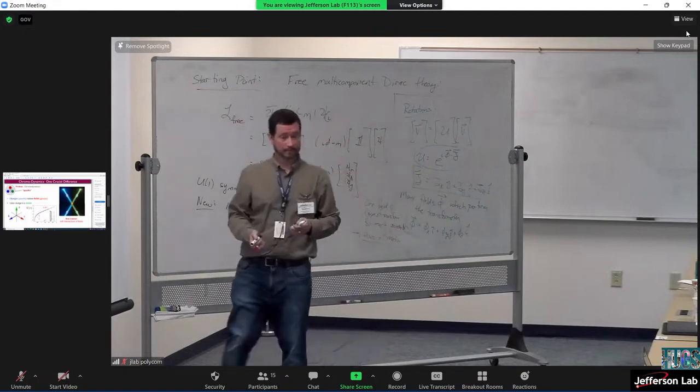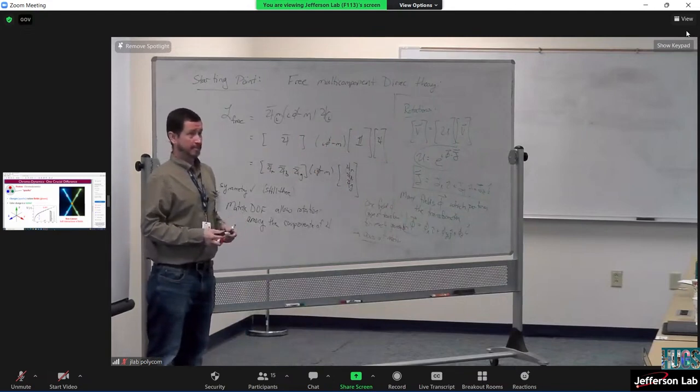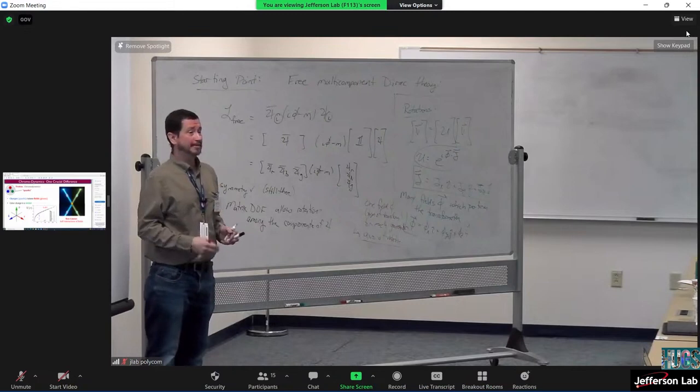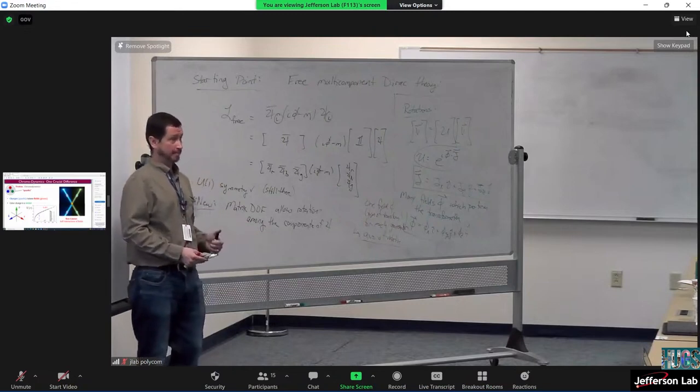Yes, sir. So you said I can take any value up to NC. Yes. It would still be an SU(3) gauge group? If you extend it to NC, it's the SU(NC) gauge group. QCD is the specific case, NC equals 3.